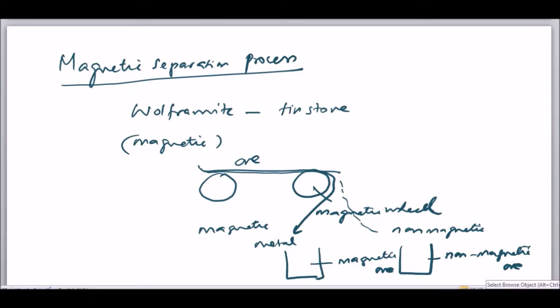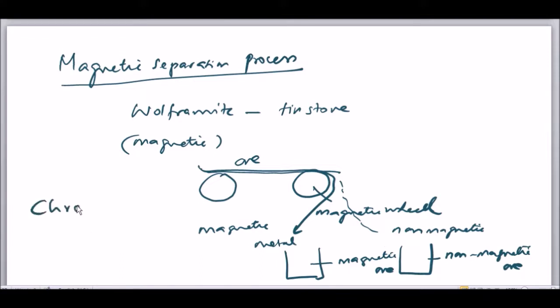Wolframite is having the magnetic character in the tin stone. Such kind of ore is passed through the conveyor belt like this. In one end we can have a magnetic wheel. The magnetic wheel is attracting the magnetic ore. The non-magnetic ore is not attracted by the wheel, so that we can separate them from each other. Not only this example, but it is also useful for chromite, pyrolusite ores having the magnetic property. So these are the other examples.